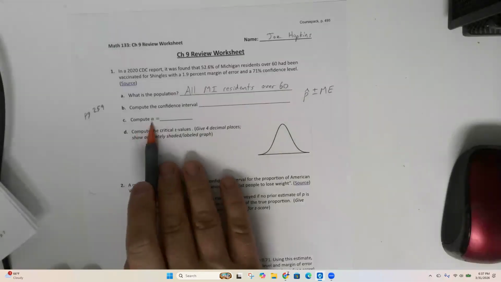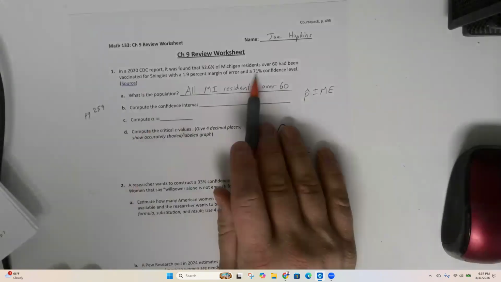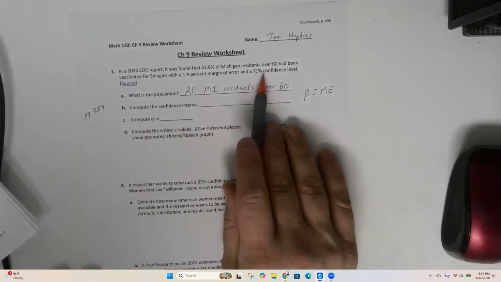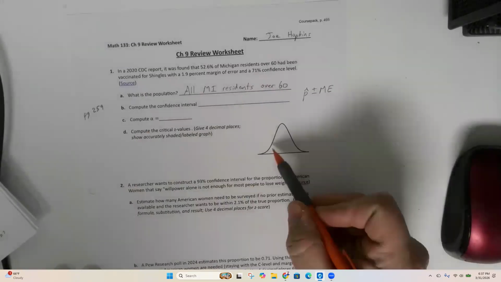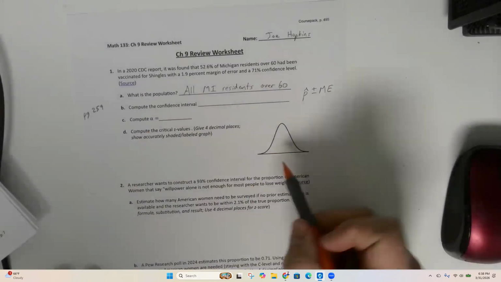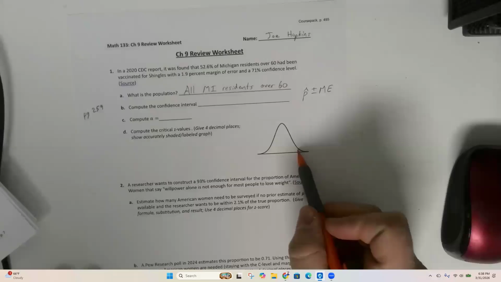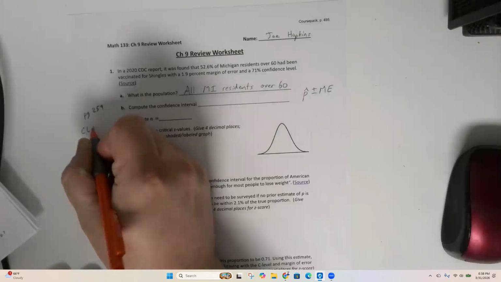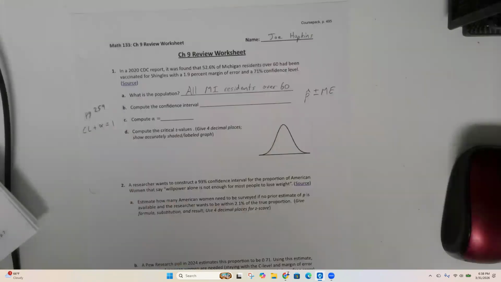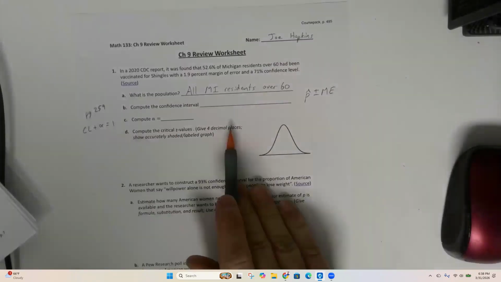So alpha is related to your error. In other words, we're never going to be 100% confident. In this case, we're 71% confident. That's pretty low, but that is the area that we would shade in the middle here. The white space on the left and right, that's going to be your alpha. So confidence level plus alpha adds up to 100%. So if you know your alpha, you can find your confidence level. If you know your confidence level, you can find alpha.